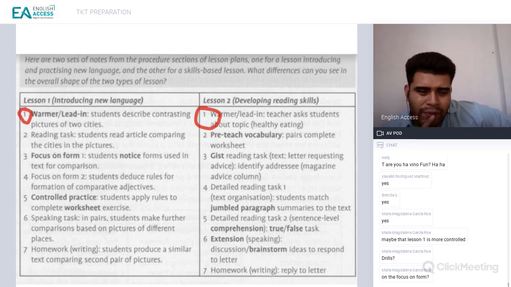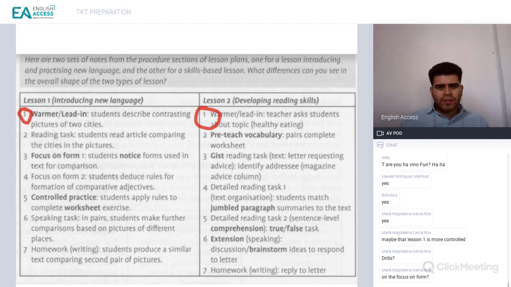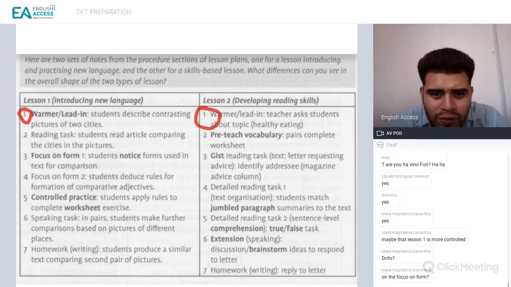In introducing new language, we have a reading task, and in developing reading skills, we have the pre-teach vocabulary. They are preparing the student. In number 2, which one is preparing the student for the lesson, and which one is already starting the lesson? Which one is preparing the student for the lesson?